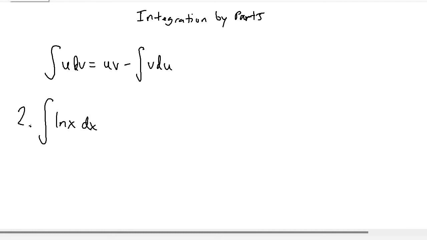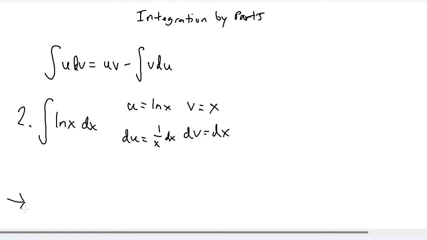Now let's take a look at the integral of natural log of x dx. Now it might look a little bit tricky at first, but the u is actually just going to be the natural log of x, and dv will just be equal to dx. So du, or the derivative of natural log of x, is 1 over x dx, and v, or the integral of dx, is just x, because when you differentiate x you get dx.